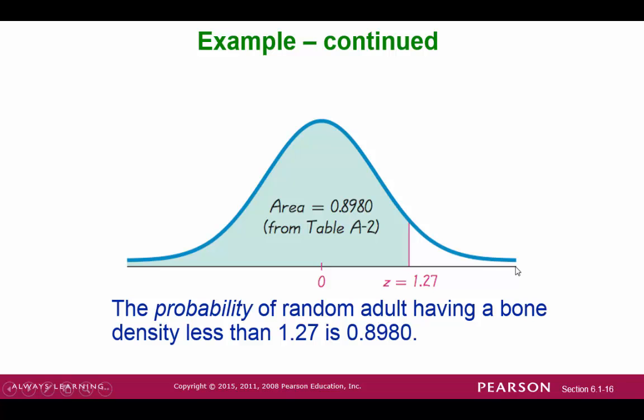0.8980. So to summarize, the probability that z is less than 1.27 is equal to our calculator command: normal CDF, parentheses, negative 1e99, comma 1.27, comma 0, comma 1, and that's equal to, rounded off to 4 decimal places, 0.8980.